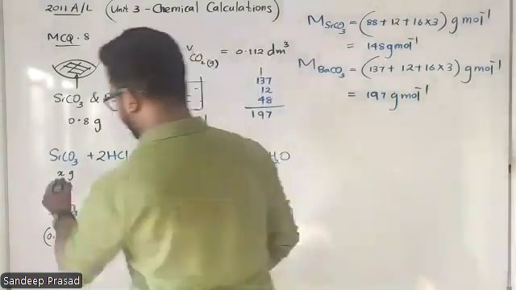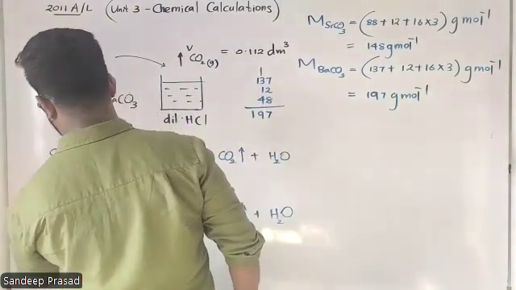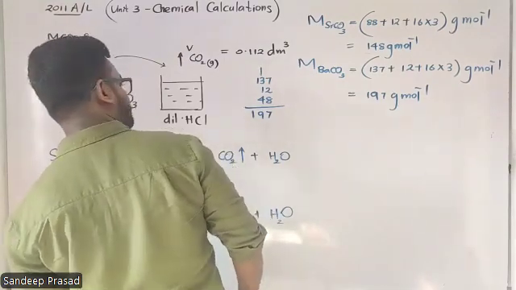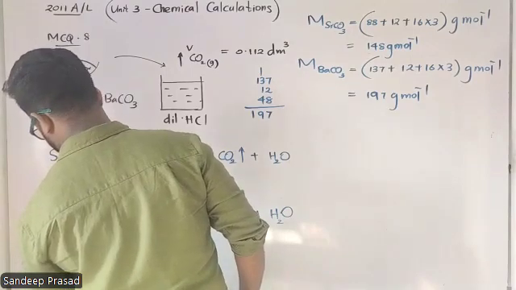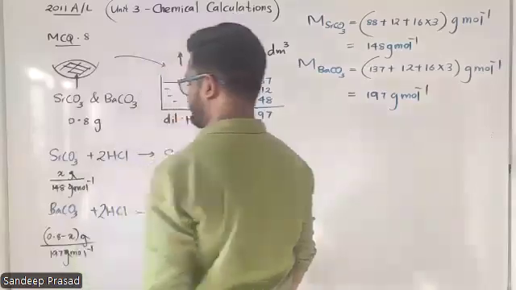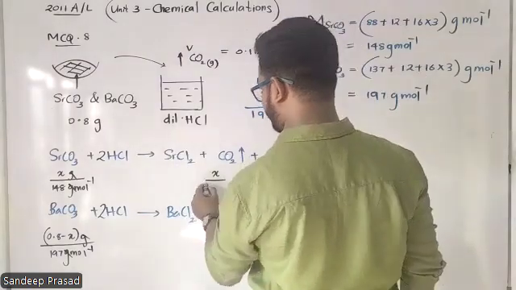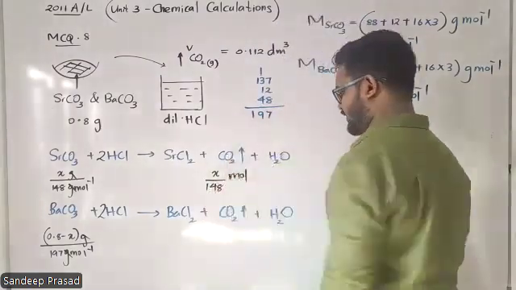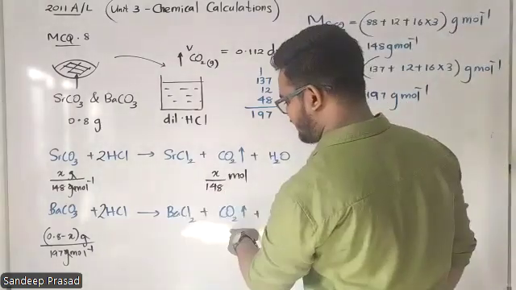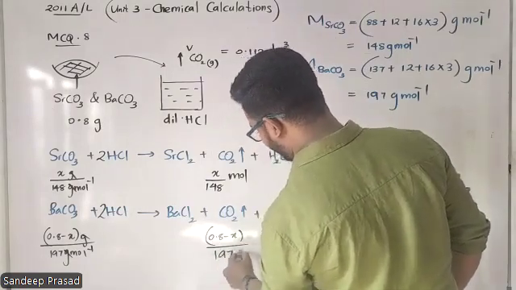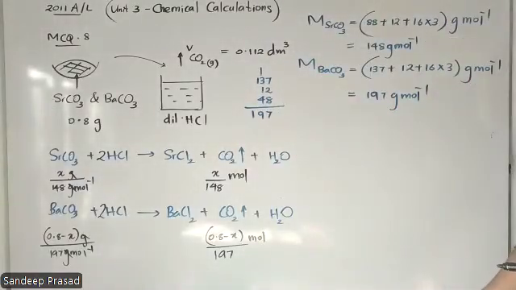Remember, students, when you divide the mass by its molar mass, 148 grams per mole, you're obtaining the number of moles. Right? So tell me, what should be the carbon dioxide moles derived from strontium carbonate? X over 148. What is the carbon dioxide number of moles from barium carbonate? 0.8 minus X divided by 197, according to the reaction stoichiometry. Now, we have to find out this X value.